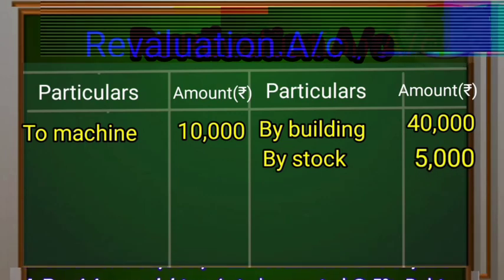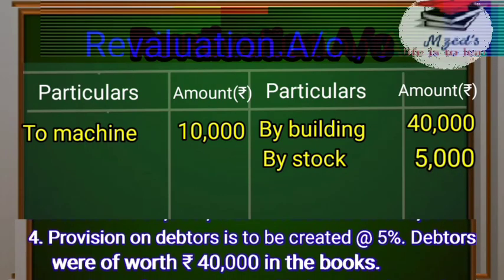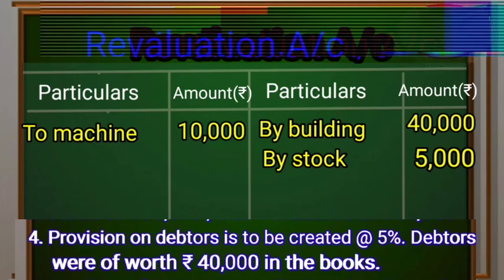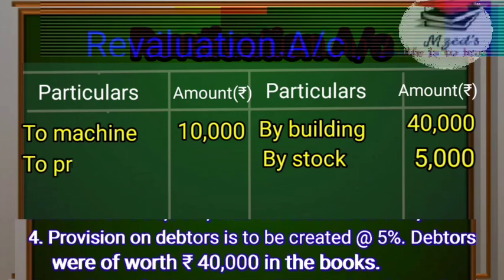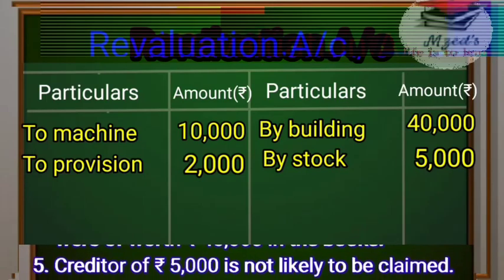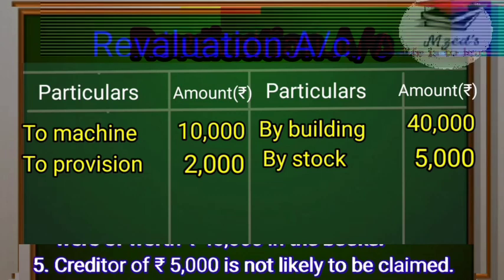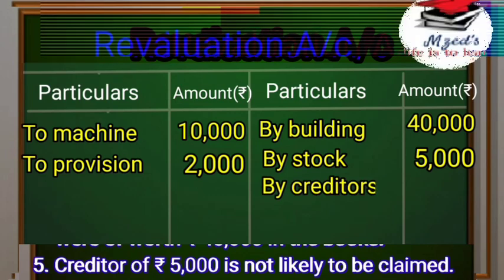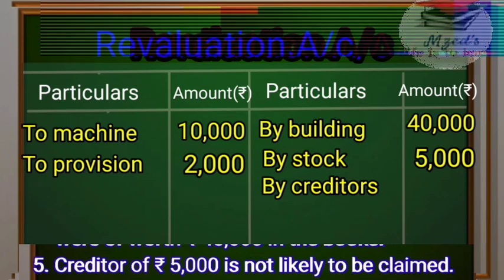And the next entry, provision was to be created on debtors at that 5%, definitely it would be 2,000 rupees, and it must be debited in the revaluation account, being it a loss. Creditors are not likely to be claimed. That means it is a gain or it is the profit, so it must be credited 5,000 rupees in revaluation account by creditors.